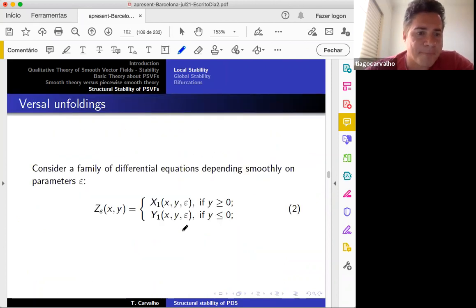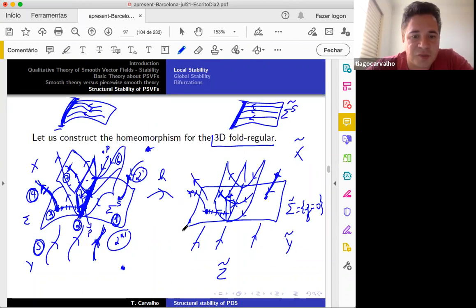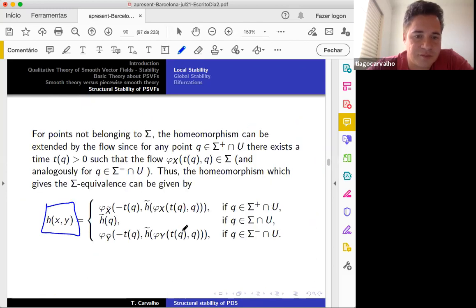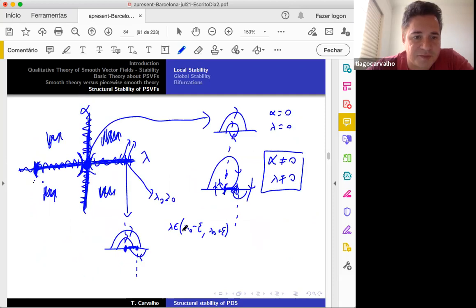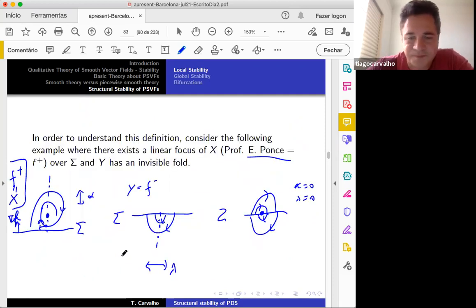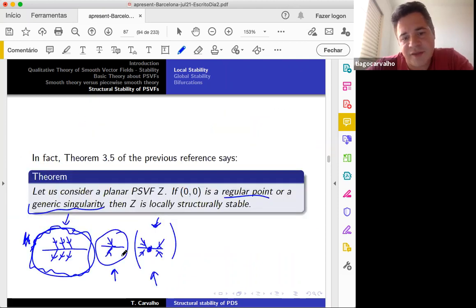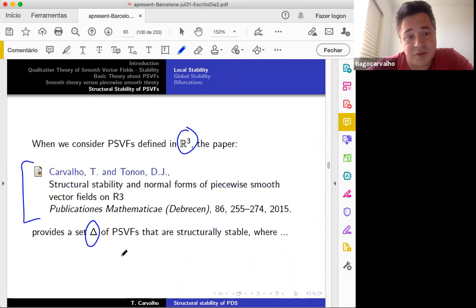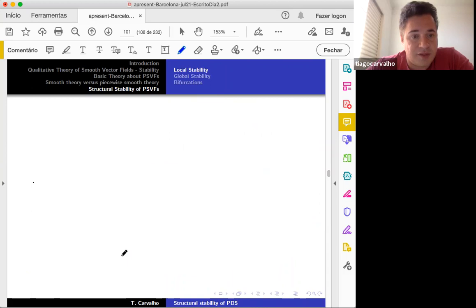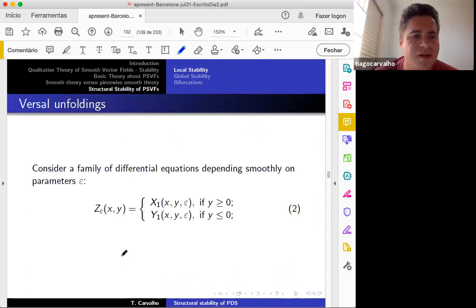So there is another way to define codimension, okay? The first one we saw before was using a topological point of view that I have tried to explain using this example, if you remember. But there is another way to define the codimension of a singularity, that is the following, using versal and mini-versal unfoldings. So if you have a family of differential equations depending on a k-dimensional parameter, epsilon, okay?